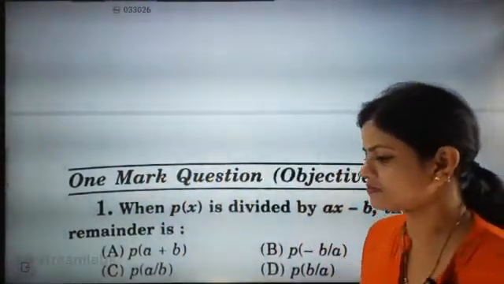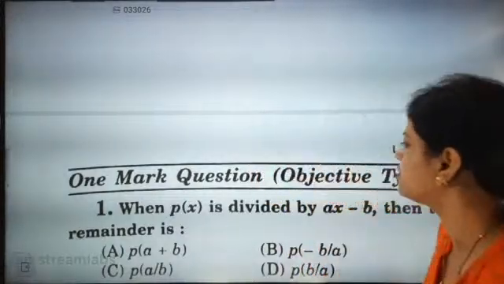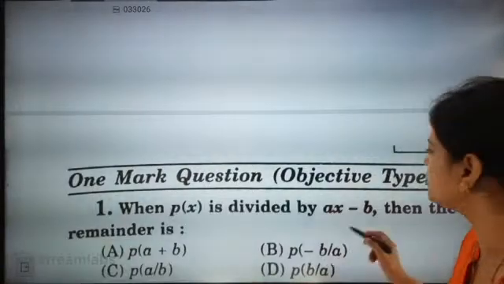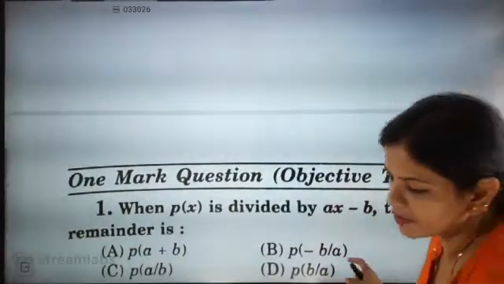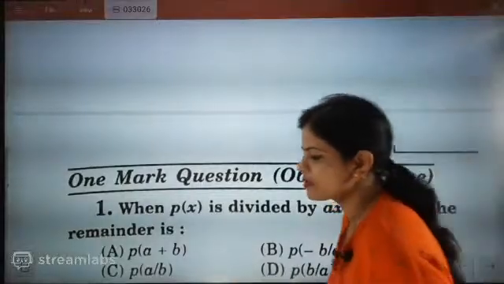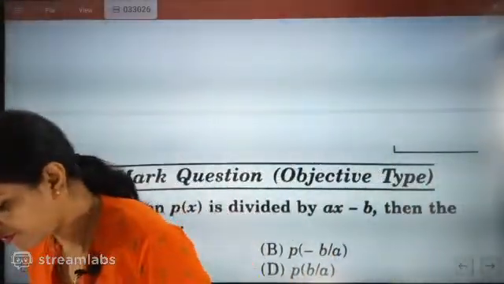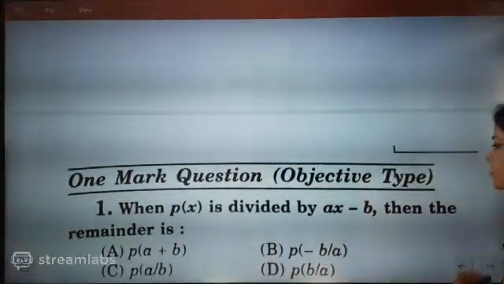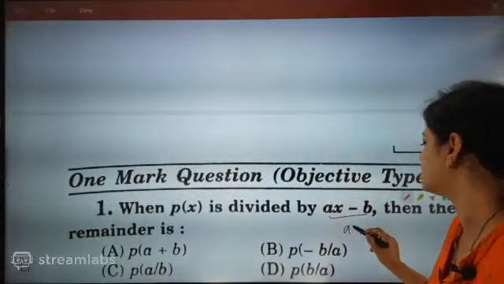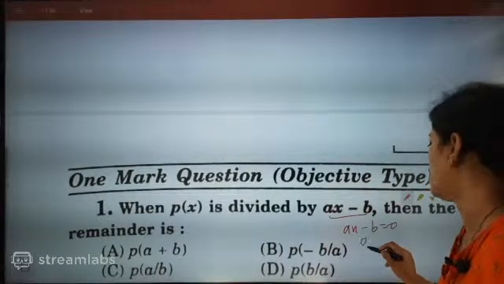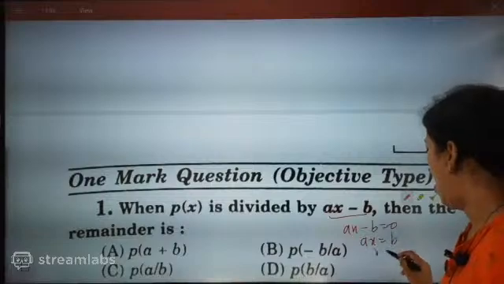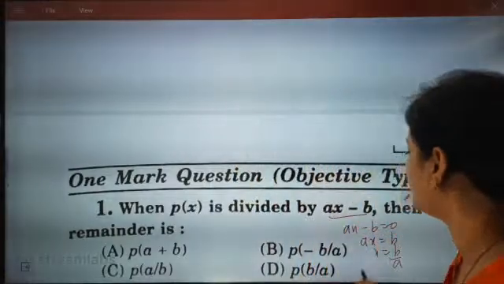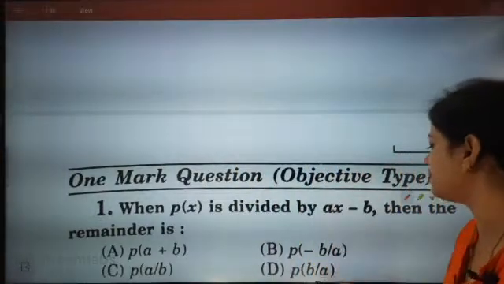What will be the answer? Very good. By the remainder theorem, the answer will be p of b by a. How will it be p of b by a? Okay, I have to go towards you. If I go that side I am covering the screen. So whatever it is, the remainder will be coming as p of b by a.